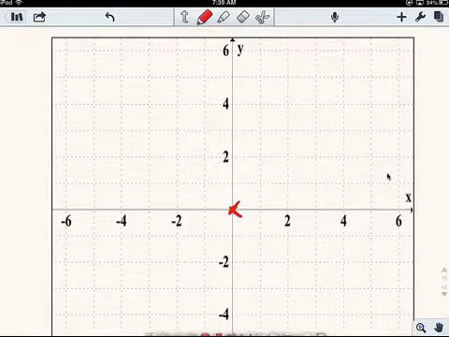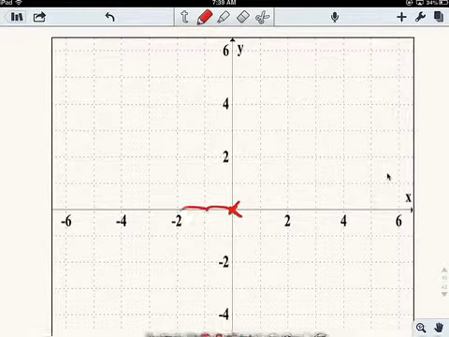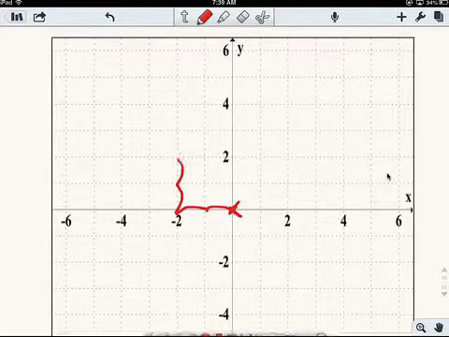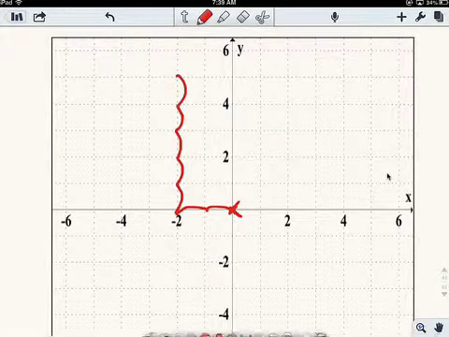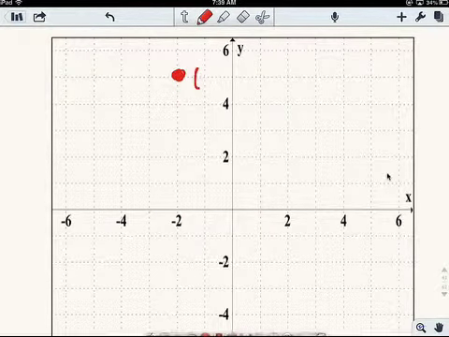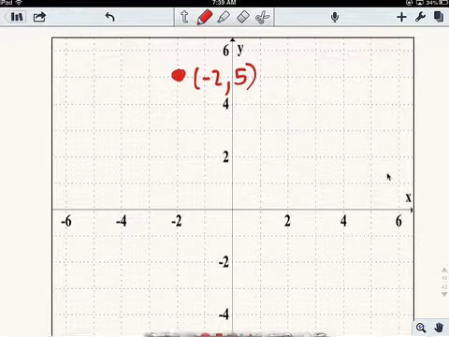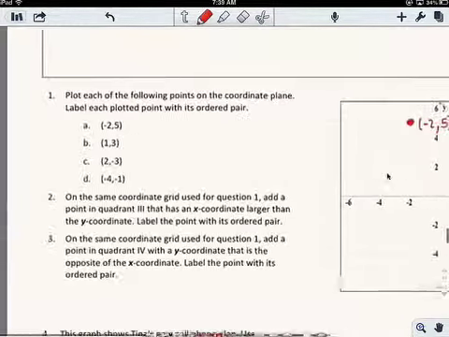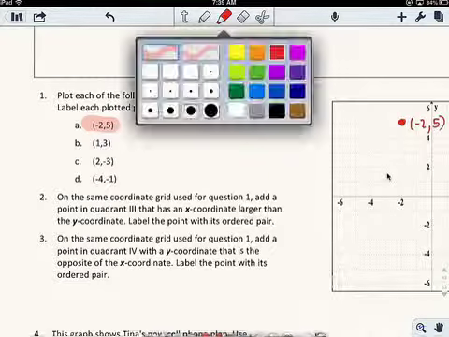And I'm going to go to the left, 1, 2, and then +5 is up 1, 2, 3, 4, 5. And so I should get a point right there, and I'll get rid of this other stuff. And so I have my point, and that is the point -2, 5. So this literally says left 2, up 5 from the origin. All right, so let's try the next one.